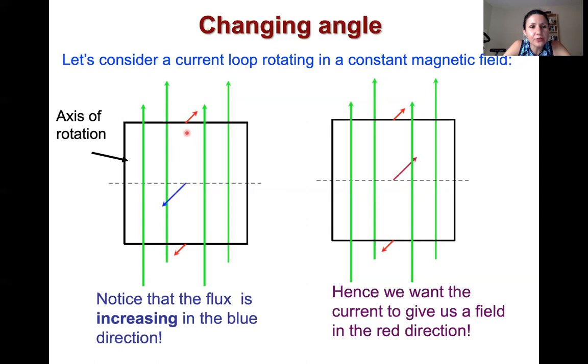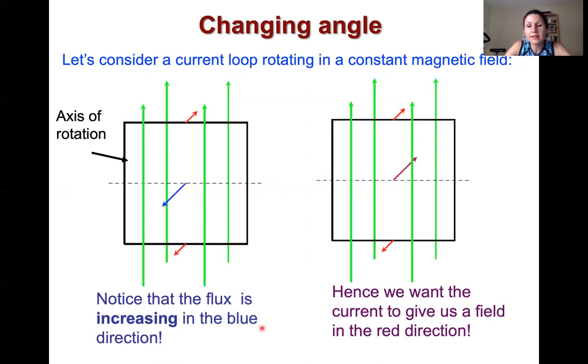Now we want to rotate this loop about its axis of rotation, in such a way that the top of the loop goes into the board and the bottom of the loop comes out of the board. So imagine something like this. Here's the magnetic field, zero flux. Now we rotate it this way, and what do you notice? Now we do have flux, and that flux is going to be in the upward direction.